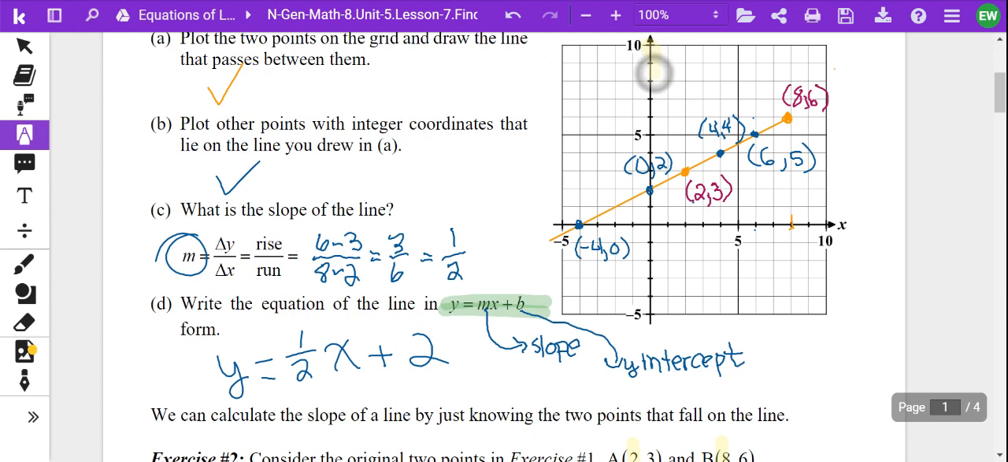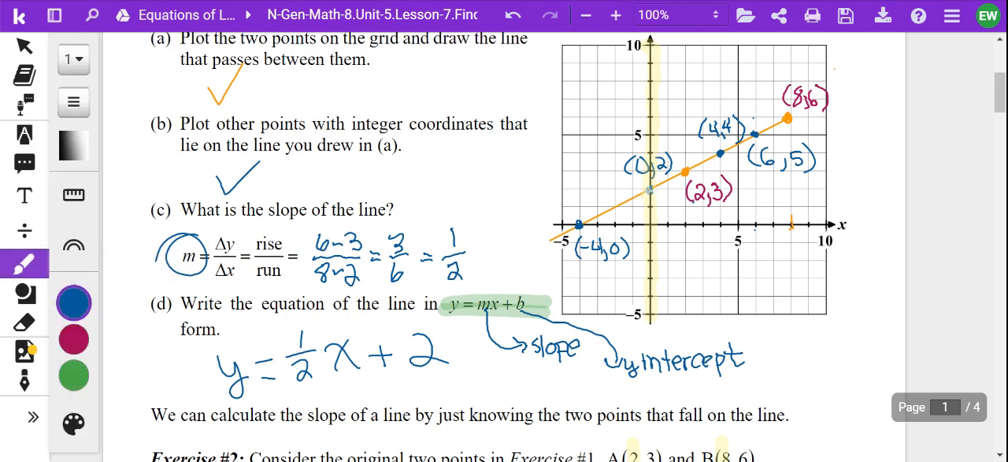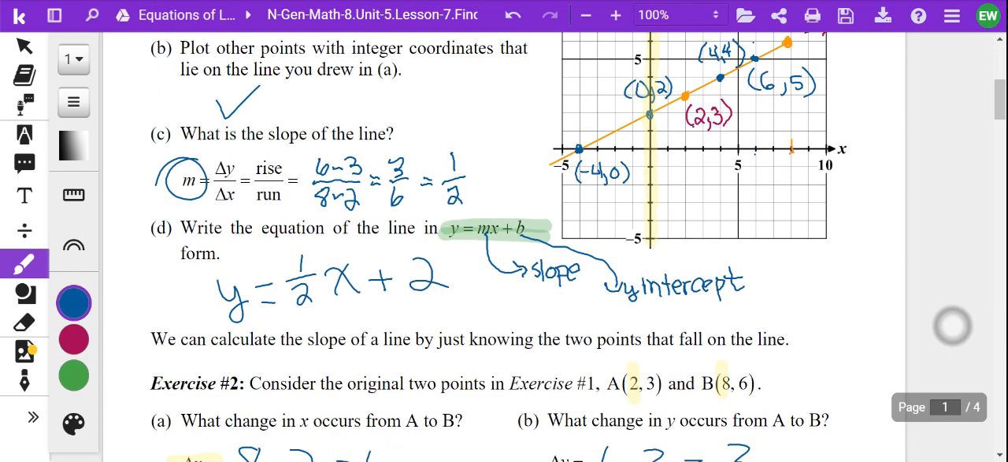So our y-intercept is going to fall wherever the line falls along the y-axis. Okay, so in this case, the point that falls along the y-axis is (0, 2), which means our y-intercept is 2. So our equation of the line was y = 1/2 x + 2. Okay.